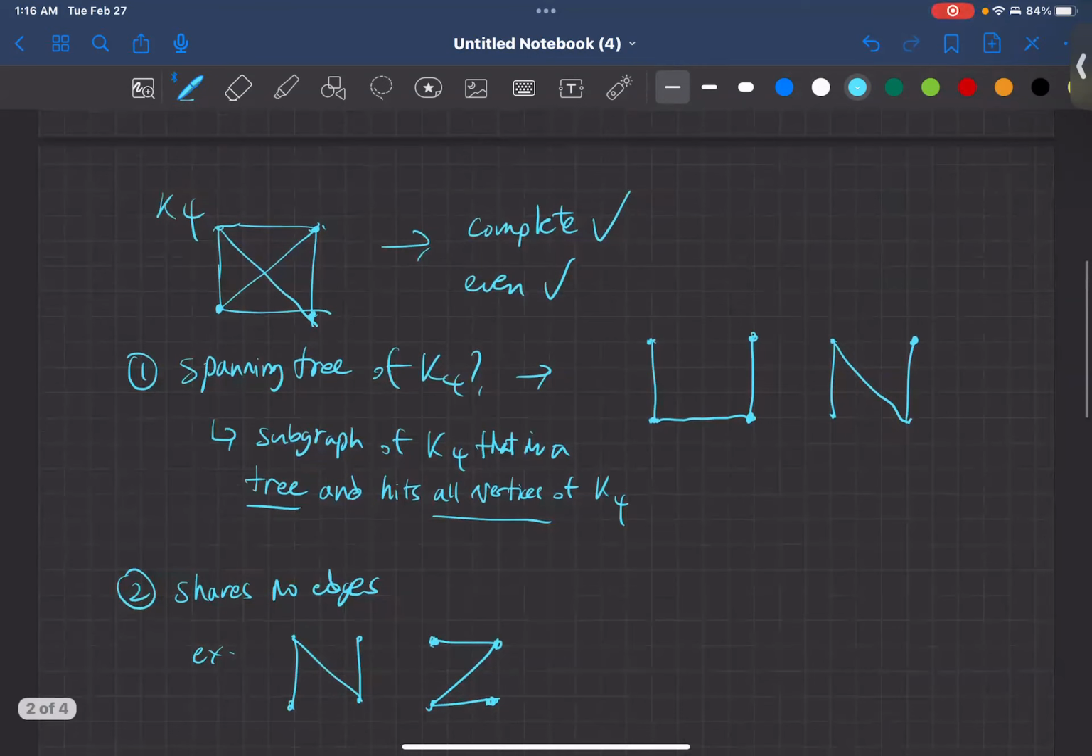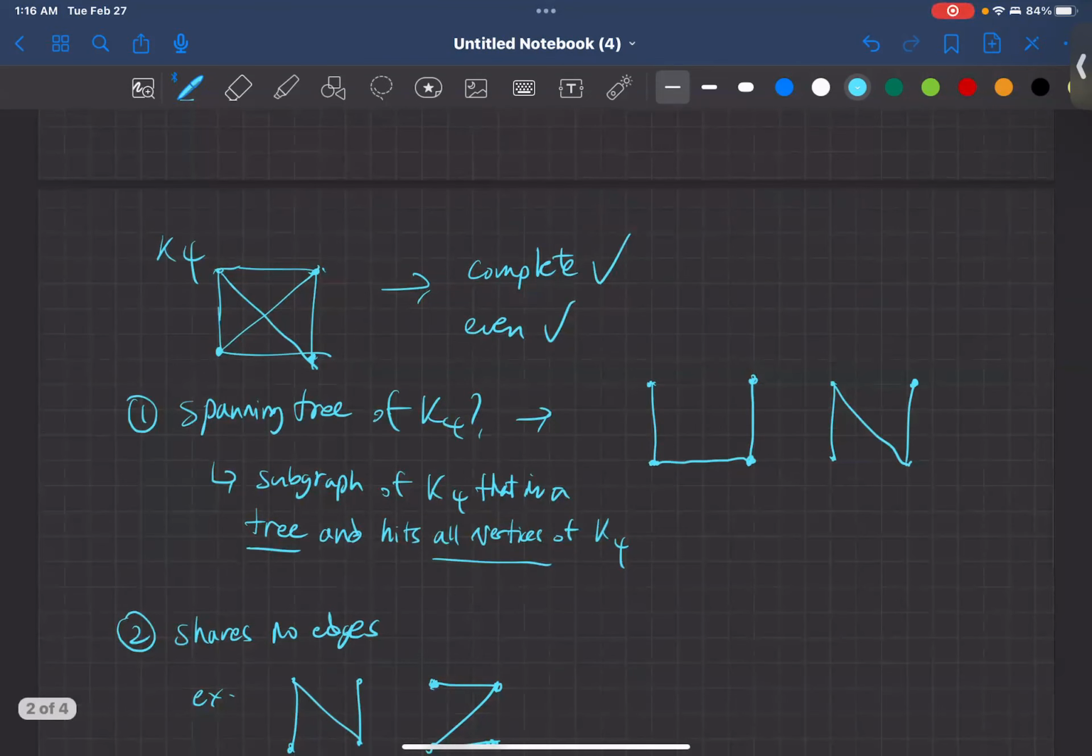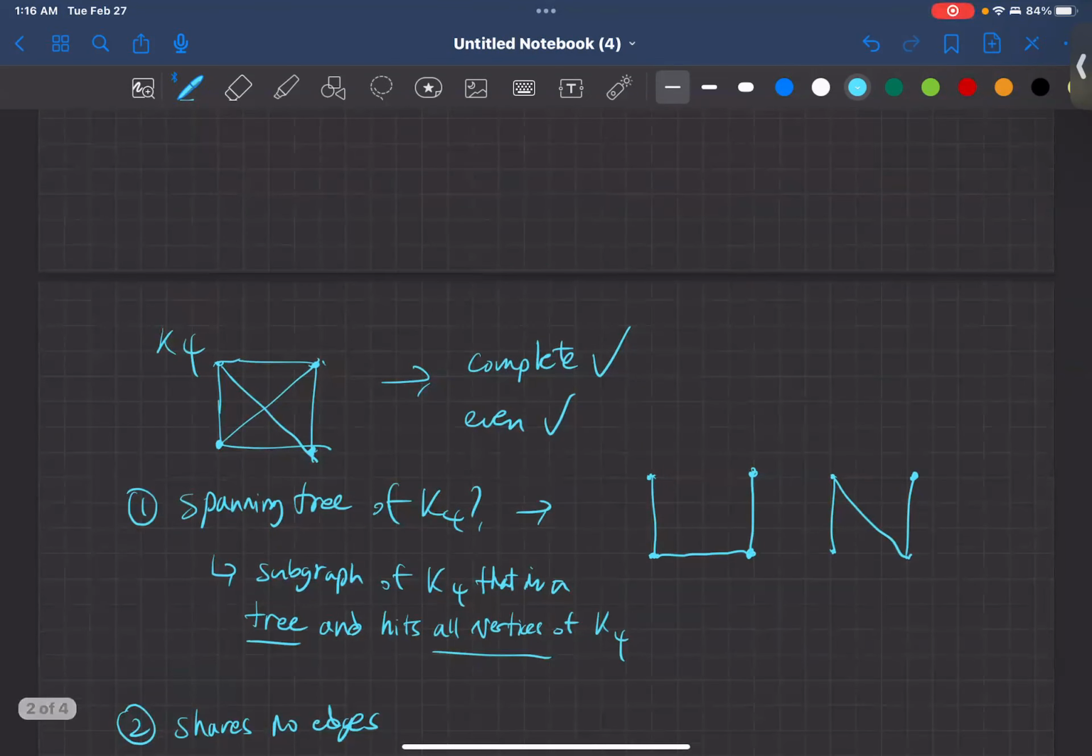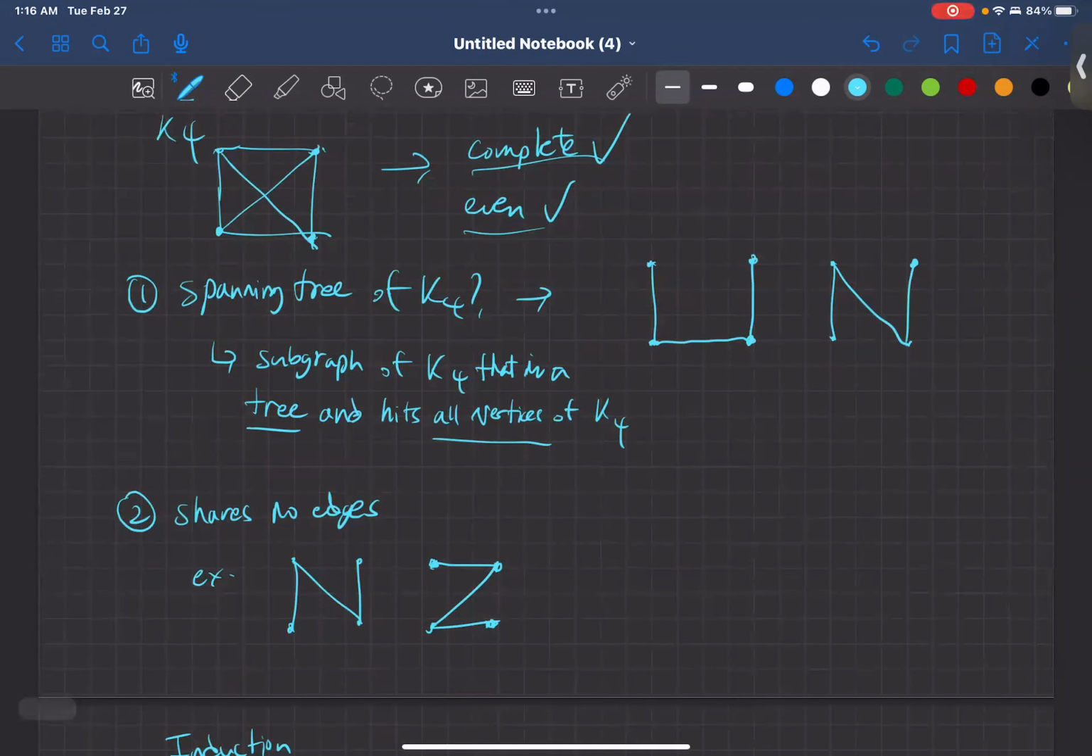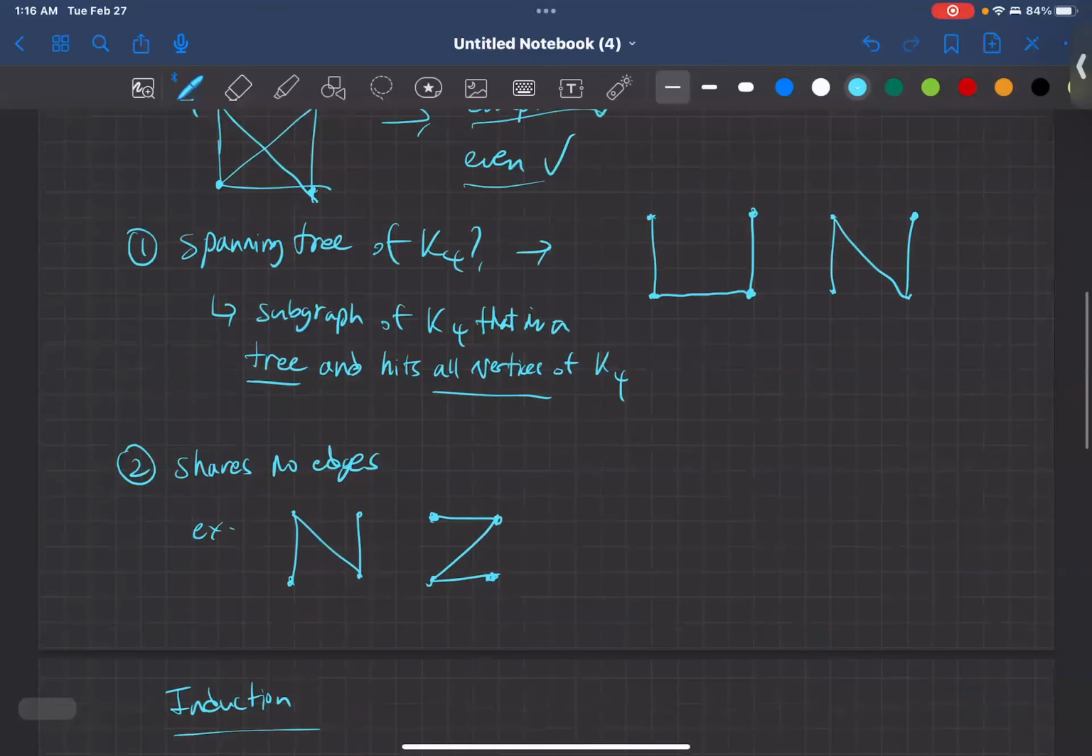Consider this K4 graph, which is a graph of 4 vertices, all fully connected. This K4 graph is exactly the type of graph that our problem is asking for, as it is complete and it has an even number of vertices. However, there are two additional constraints that our problem offers. Firstly, we are looking at spanning trees of K4. So what exactly is a spanning tree of K4? A spanning tree is a subgraph of K4 that is a tree and also hits all the vertices of K4.